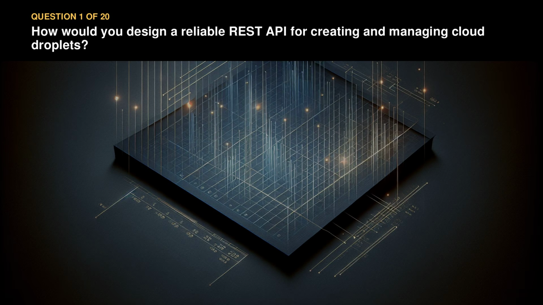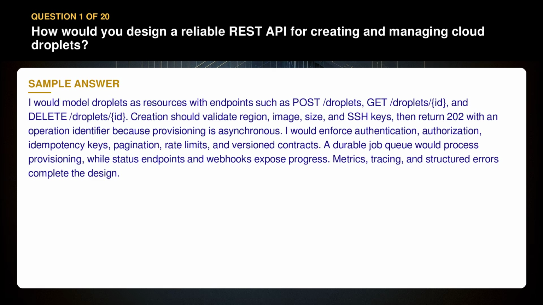Question 1. How would you design a reliable REST API for creating and managing cloud droplets? I would model droplets as resources with endpoints such as POST /droplets, GET /droplets/{id}, and DELETE /droplets/{id}. Creation should validate region, image, size, and SSH keys, then return 202 with an operation identifier because provisioning is asynchronous.